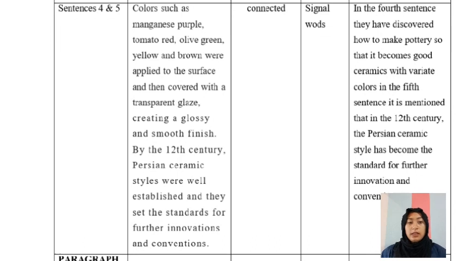Move to sentences 4 and 5. It's connected because of the signal word. In the fourth sentence, they have discovered how to make pottery that becomes a good ceramic with varied color. In the fifth sentence, it is mentioned that in the 12th century, the Persian ceramic style has become the standard for further innovation and convention.